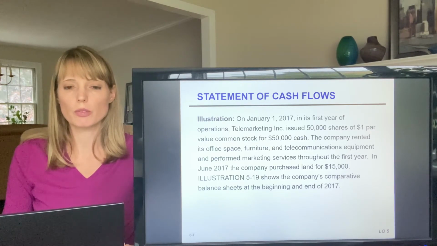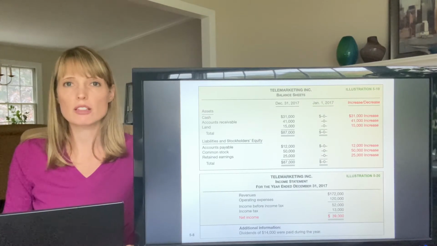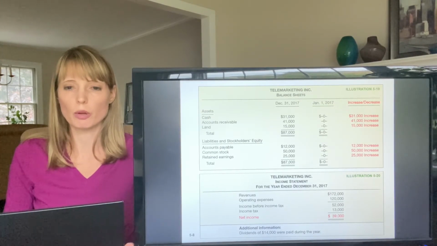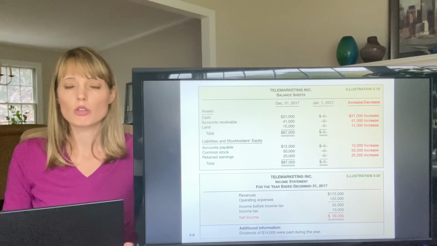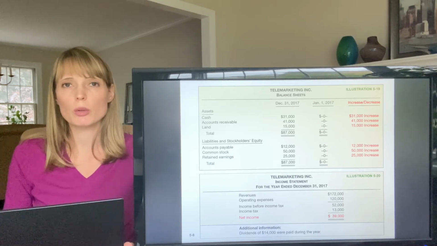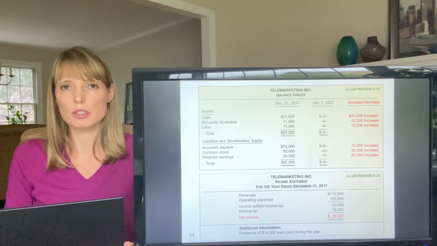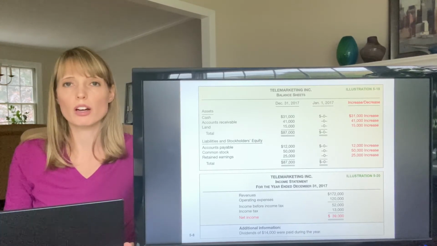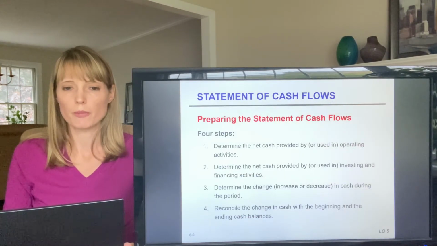We're going to have the information from the balance sheet that tells us how the accounts changed. We also have the income statement. Remember, when we're starting the operating section of the statement of cash flows, we start with net income, and then we adjust for those items that affected net income but did not affect cash, or affected cash but did not affect net income. Here's the 4 steps in preparing the statement of cash flows.